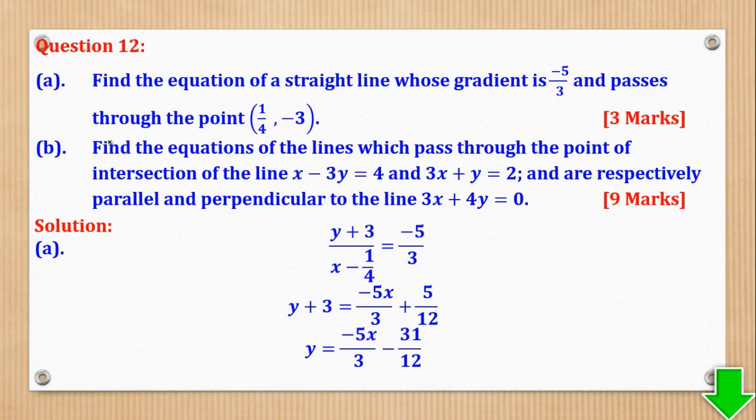Then part B, find the equations of the lines which pass through the point of intersection of the line this and this, and are respectively parallel and perpendicular to this line. So when I simplify, I can get this, it is also okay. Or you stop here, it is also okay. So first of all, these two lines are going to intersect at a certain point. How do we get the point of intersection of two lines? We solve them simultaneously.